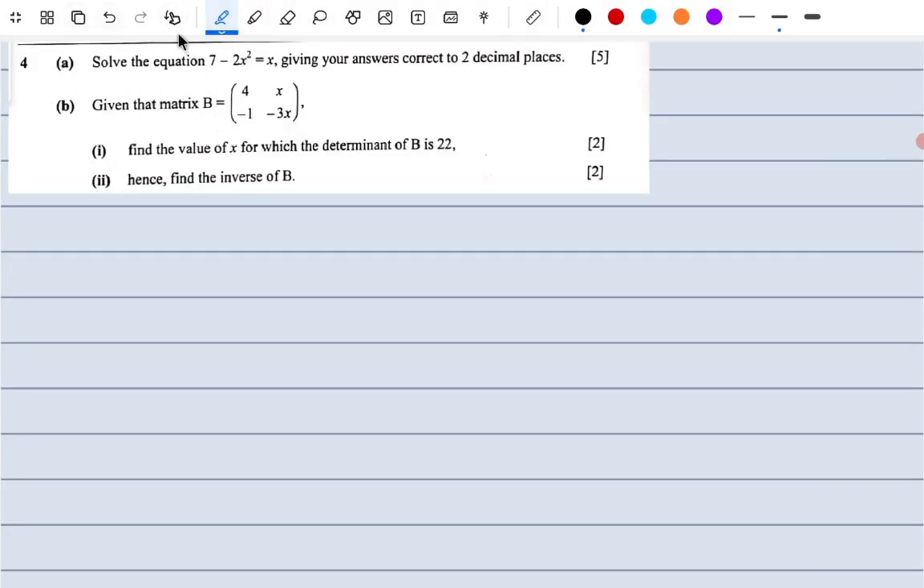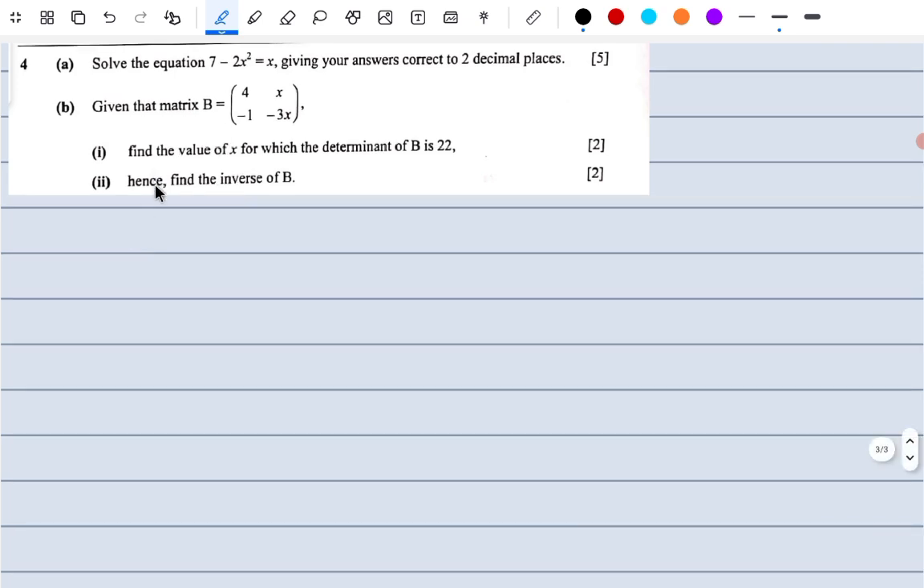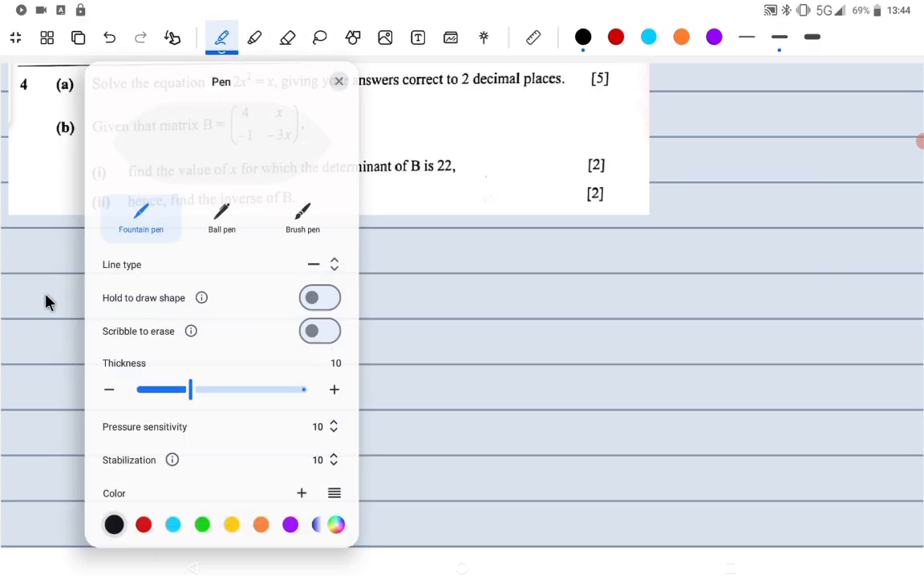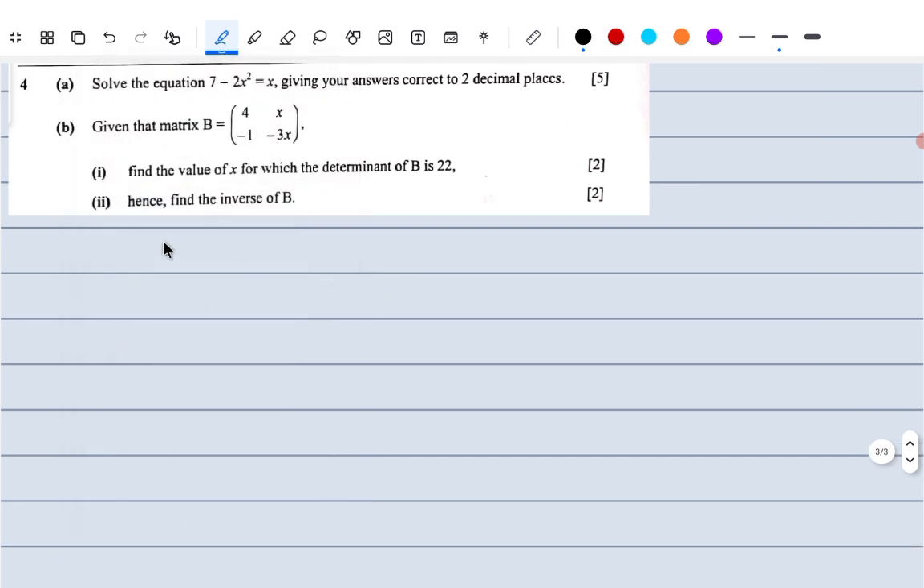We're looking at the 2024 question paper, Paper 2 Mathematics 2024 GCE, question number 4. Solve the equation 7 minus 2x squared is equal to x, giving your answer correct to 2 decimal places. And this is carrying 5 marks.